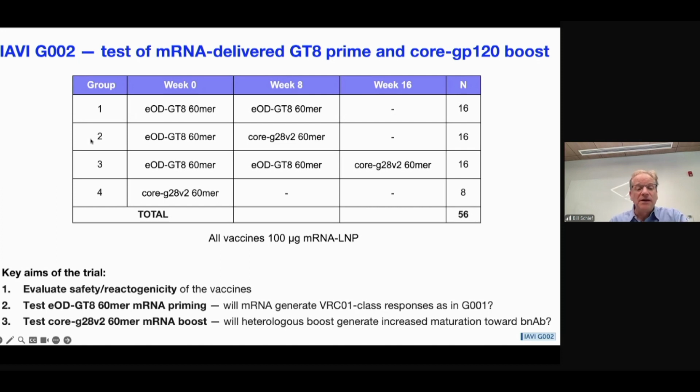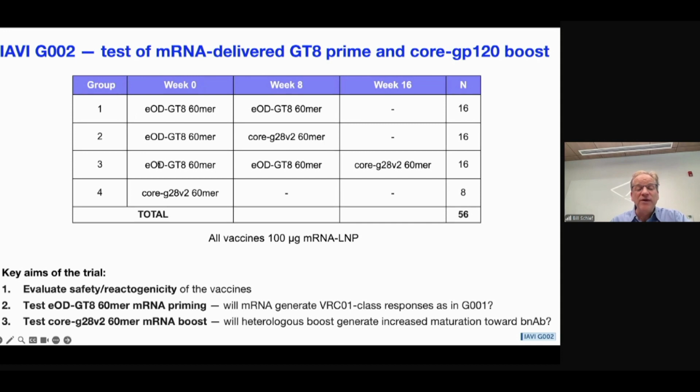We didn't know. Group 2 is you get the priming immunogen, same, and now we're giving a heterologous boost immunogen that we know, and I don't have time to show you, but we just published in 2 papers in Science Translational Medicine and Science Immunology. This heterologous boost worked really well in mouse models. So does it work in humans?